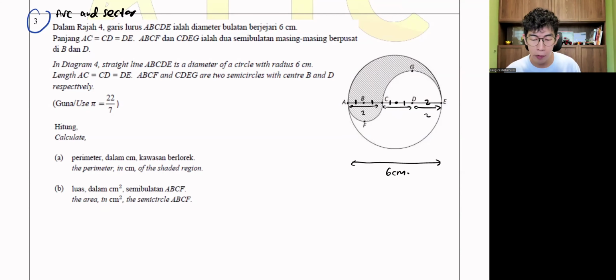No, they say diameter. A, B, C, D, E. Diameter 6 cm. Oh, diameter. Maybe you see wrong already, see diameter. Because normally we use radius, right? But this one they put diameter, so you have to be careful.